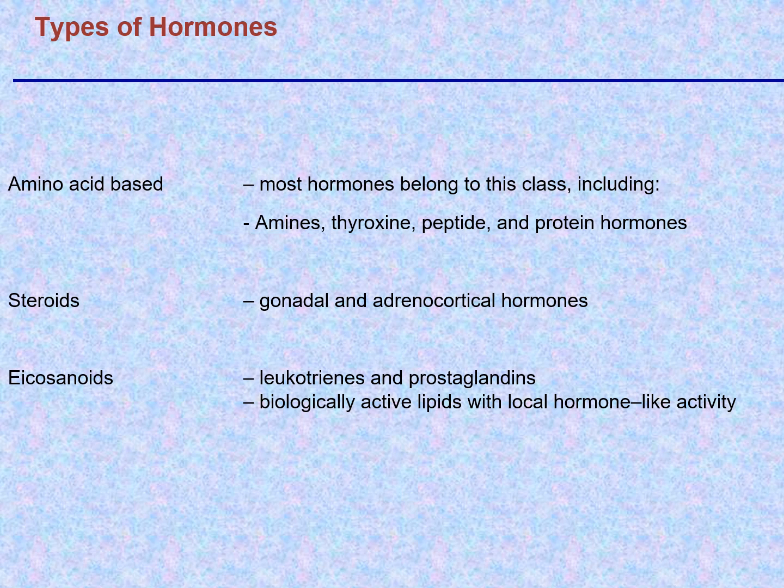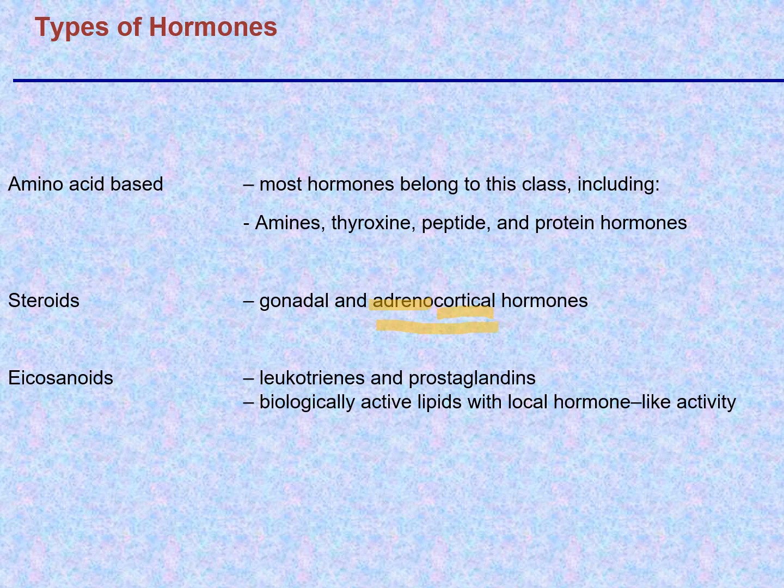Steroids are produced by the gonads. These are gonadal hormones, and also adrenal cortical hormones. Adrenal cortical hormones are hormones that are produced within the adrenal gland, so it's adreno, and produced by the cortex of the adrenal gland. Okay, so it's adrenocortical hormones.